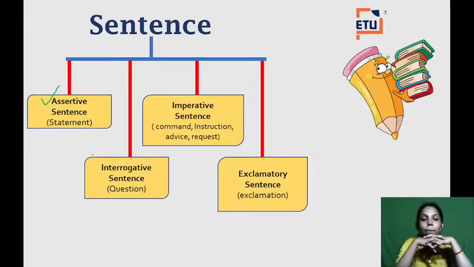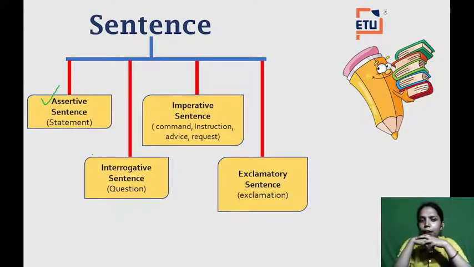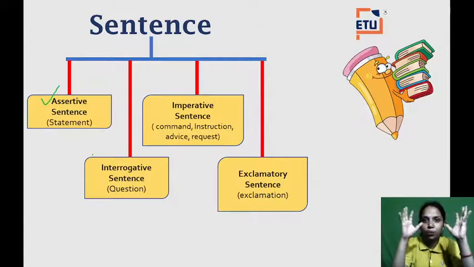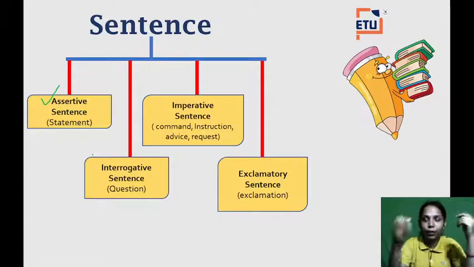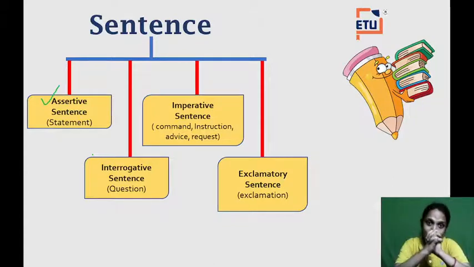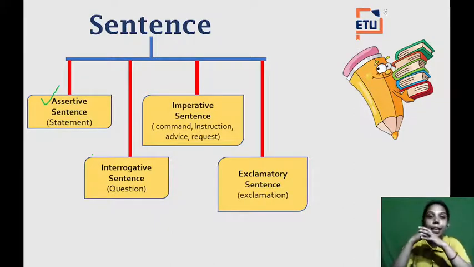Okay, imperative sentence. What is an imperative sentence? That is always giving you advice, requesting you, commanding you. Let's say assertive sentence is a no-emotion person, interrogative sentence is a person who keeps on asking questions, and an imperative sentence is a person with a lot of emotions, who can get angry all of a sudden, command you, give you instructions, request you, and give advice, right? That is nothing but an imperative sentence.